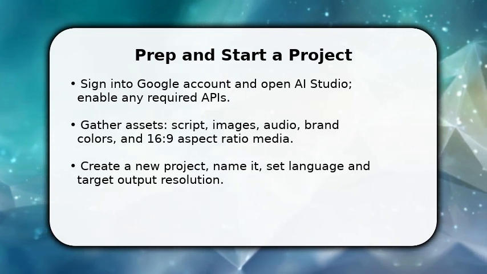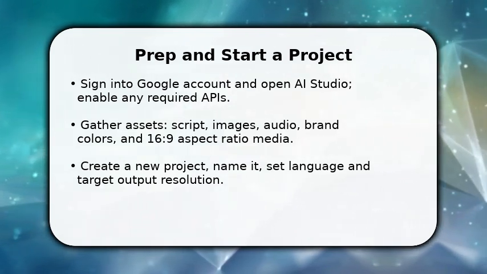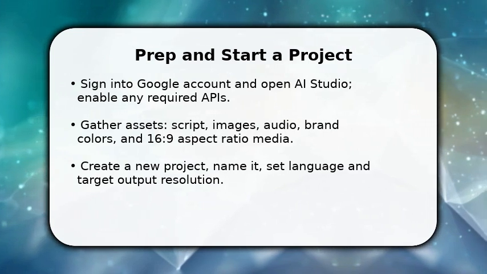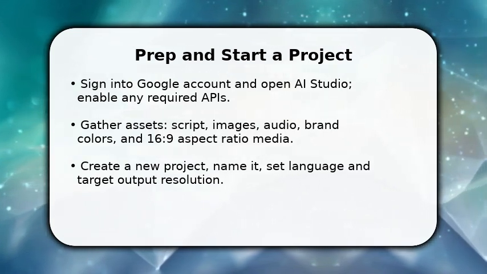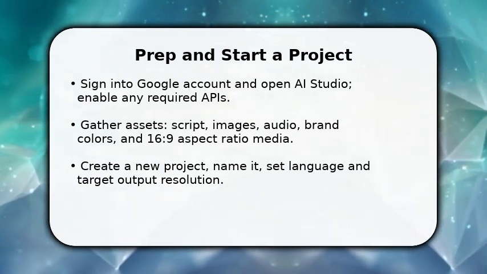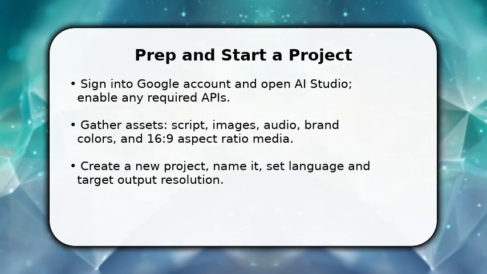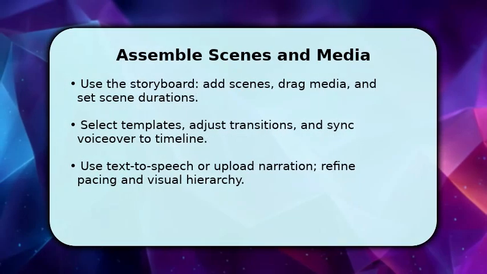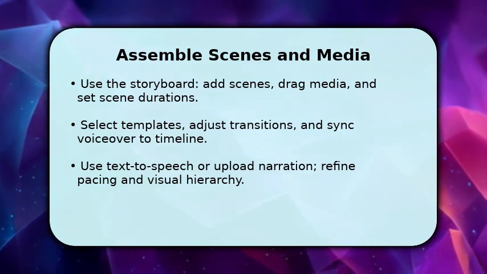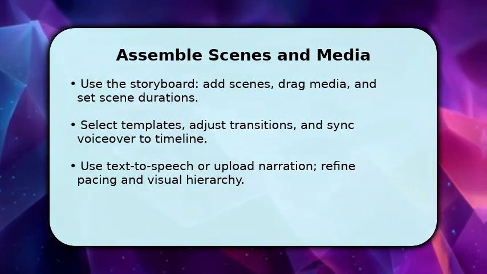Upload your primary assets, script, images, and any voice files, and set your project language and output resolution to match your platform. Make sure media uses a 16:9 ratio where possible, because AI Studio aligns animations and text blocks to that canvas. Now assemble your scenes by laying out the storyboard and dragging media into each slot. This is where structure takes shape.